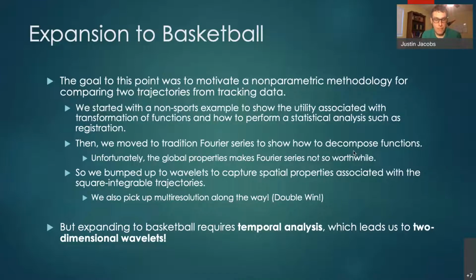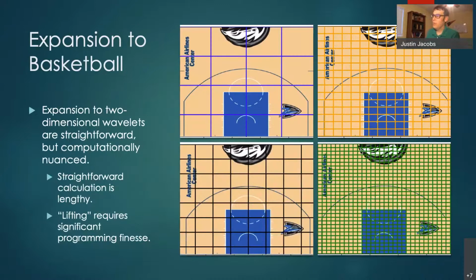But remember I said I cheated. We used a track path that didn't self-intersect, and in reality, these paths do intersect. So what we have to do is move to a two-dimensional domain, and that gets a little bit more challenging. What happens is we're going to chop up the space, still using the Haar wavelets, into a series of rectangles.